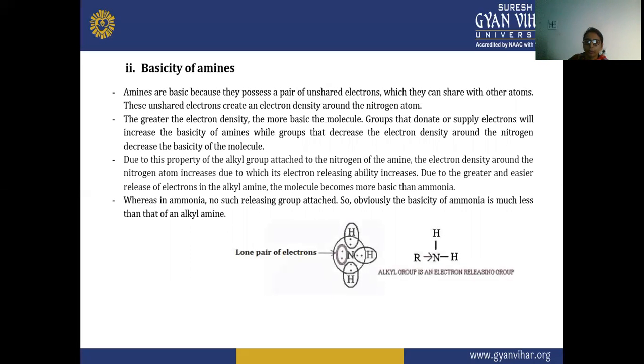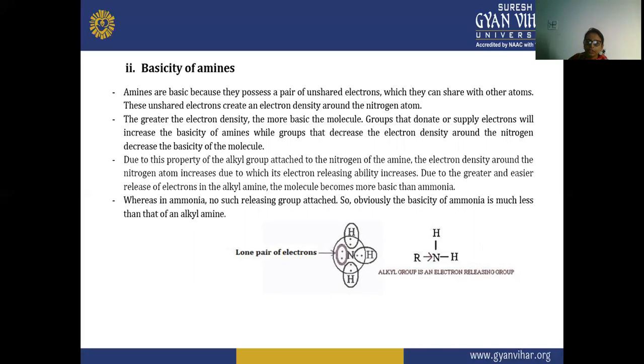Next is the basicity of amines. Amines are basic and they possess a pair of unshared electrons which can be shared with other atoms. These unshared electrons create an electron density around the nitrogen atom. So this lone pair present on the nitrogen atom creates an electron density around it. The greater the electron density, the more basic the molecule is.